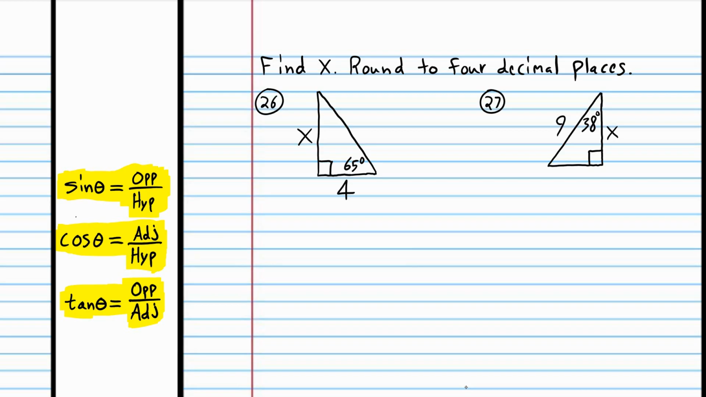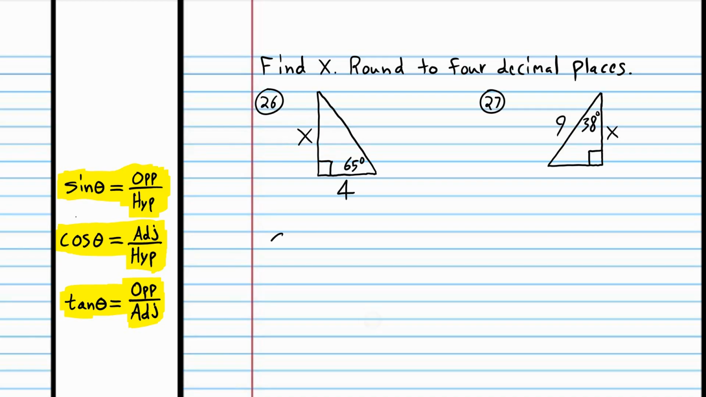Remember, these expressions are relations between the angles and the sides of triangles. We learned the Pythagorean theorem. That's a relation between the sides. We learned the triangle sum theorem. That's a relation between the angles. But now we have relations between the sides and the angles. So we're given angles and sides, and we're going to use that information to find a missing side.